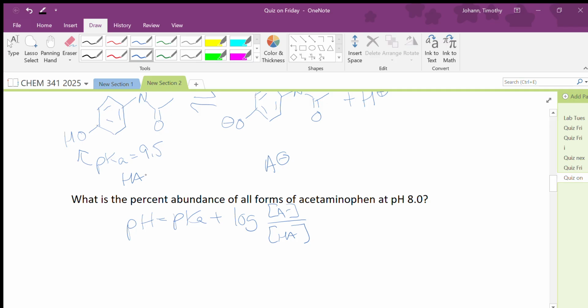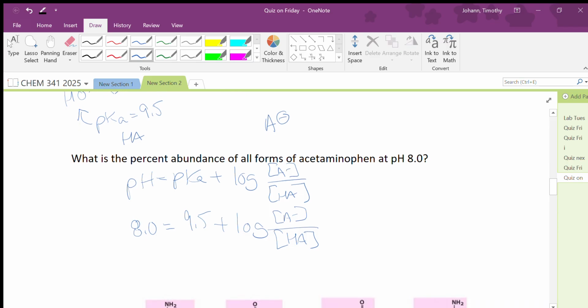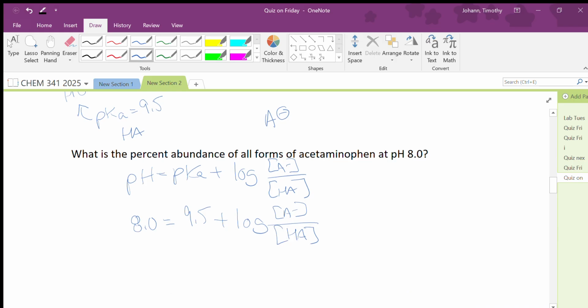All right, so we have a pH and we have a pKa. My pH is 8.0. My pKa is 9.5. And then I've got concentrations of my conjugate base and my acid, and I don't know what they are yet. But let's do a quick check here. If the pH is lower than the pKa, more acidic, more protons, which of these better be more abundant when I get my problem done? HA should be more abundant. So that's a mental check. When I get to the end, HA better be more abundant or I made a mistake.